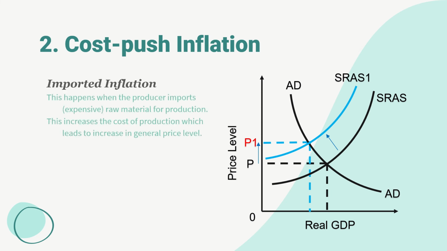Now what is imported inflation? Like the name suggests, imported inflation is when the producer imports expensive raw material for production. This increases the cost of production, which leads to an increase in the general price level. So for example, I'm a producer in India. I'm producing a product, and the cost of my raw materials was, let's say, 100,000 rupees.